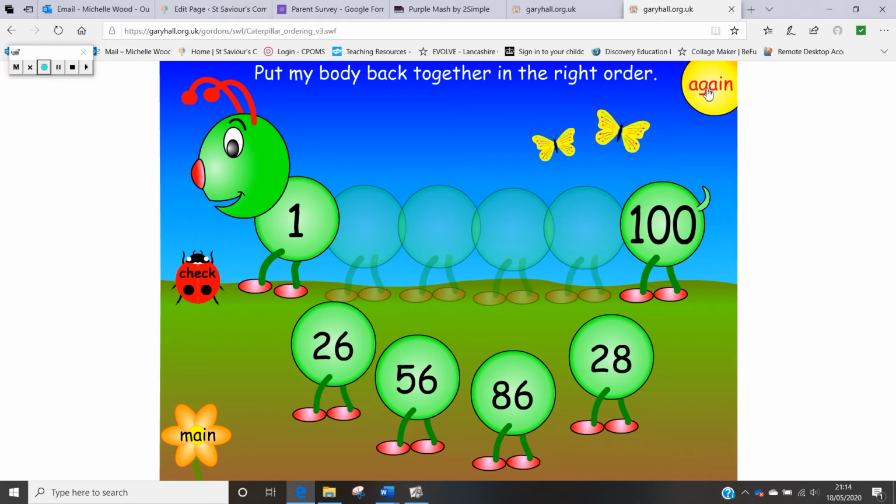Welcome back, Bumblebee. So how have you got on? Have you managed to put them in the correct order? So look carefully at the tens.